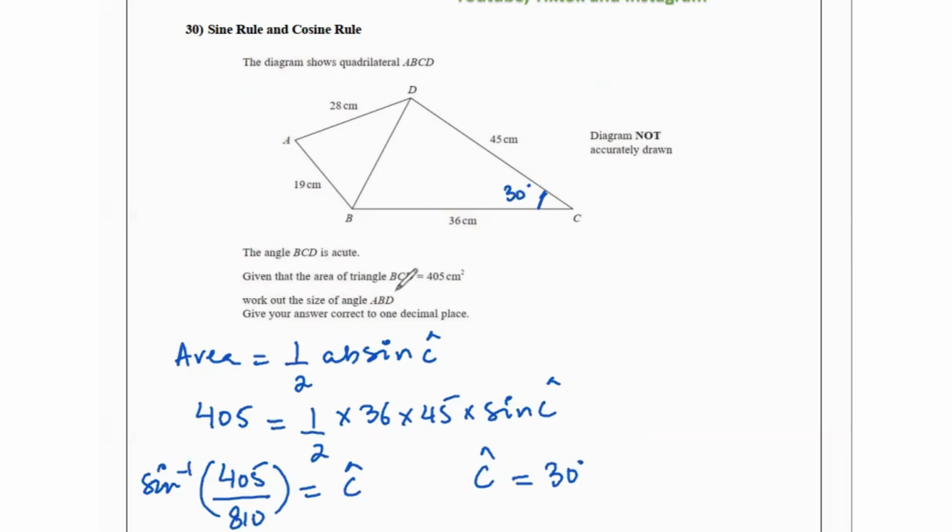We have to work out the size of angle ABD, this angle. And they're saying BCD is acute, so that is acute over here. So what we can do next is to find angle B, ABD. We need the third length. So to find the third length, we can apply the cosine rule to triangle BCD, because the cosine rule is also applicable when you have two lengths and the angle between them. And in that case, you can use the cosine rule to find the third length.